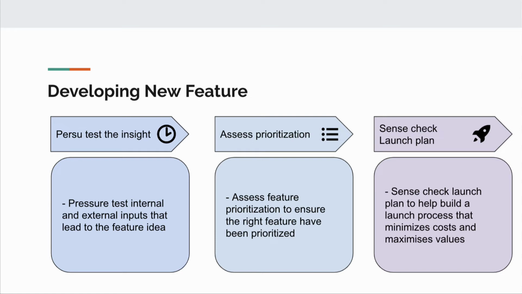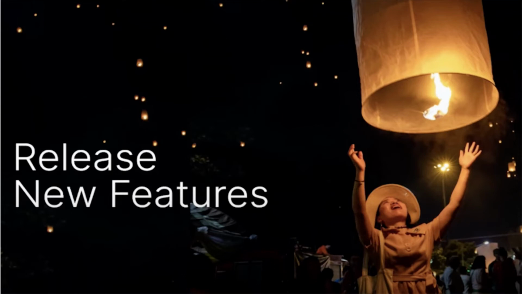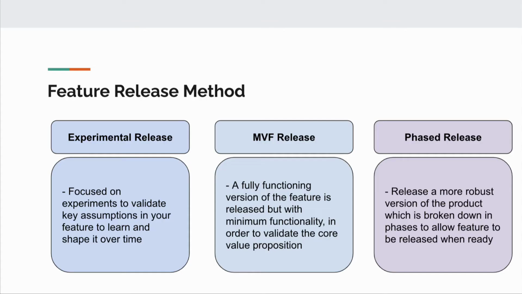Sense check the launch plan, to help build a launch process that minimizes cost and maximizes the value of your product or the feature inside it. Release new features: how do feature release methods work? There are three methods you can use: experimental release, minimum viable feature release, and phased release. Experimental release focuses on experiments to validate the key assumptions in your feature, to learn and shape it over time.